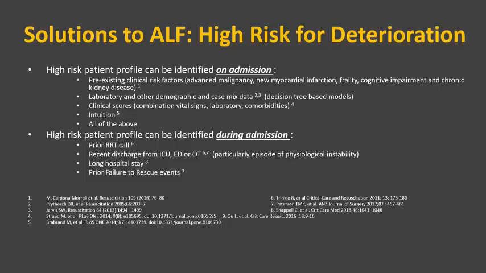So at the time of admission, those with pre-existing clinical risk factors like advanced malignancy, myocardial infarction, frailty, cognitive impairment, they're not the ones you want to have a rapid response team called to, but you can differentiate those early, go down an alternative pathway for them, and start to reduce your calls and your false alarms, in essence, in that group.